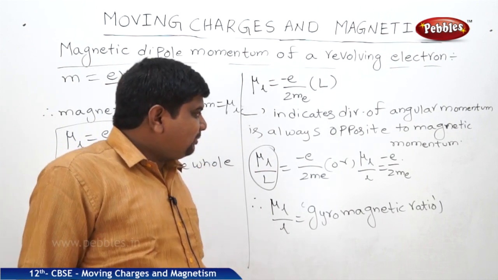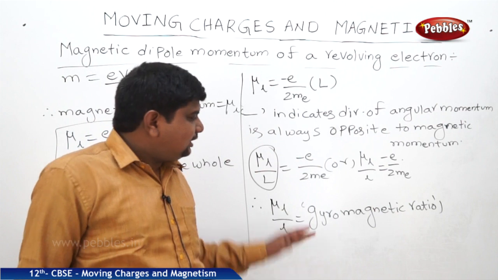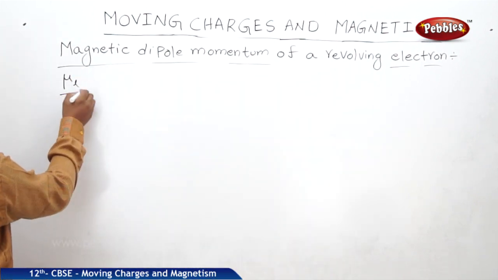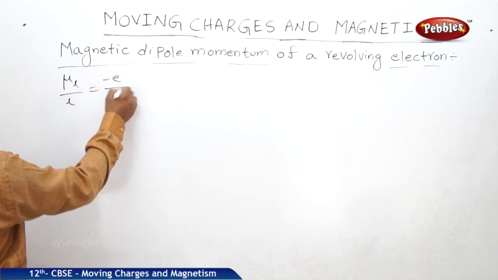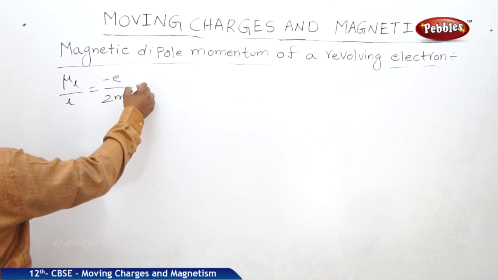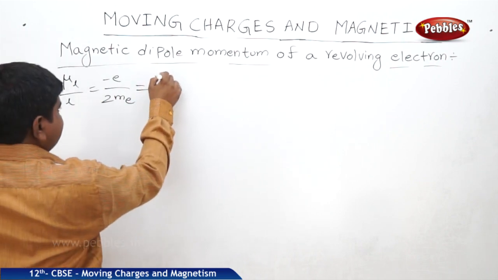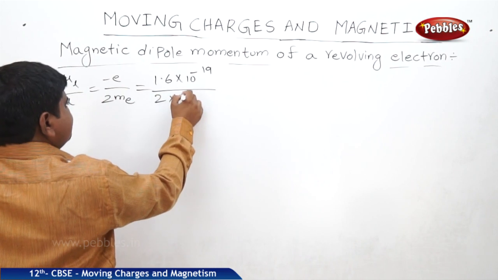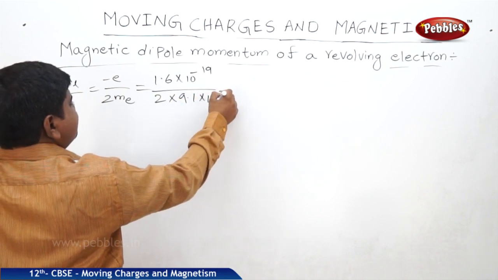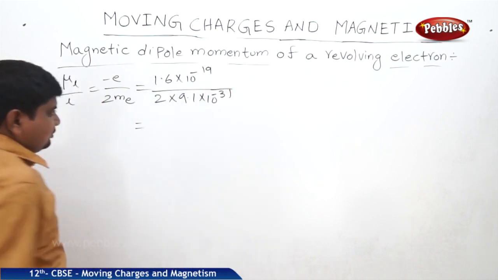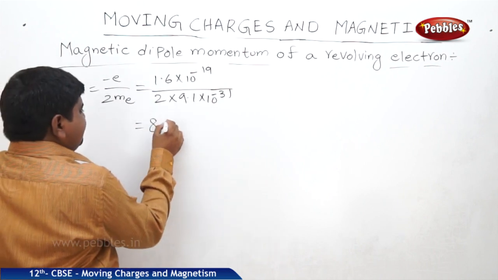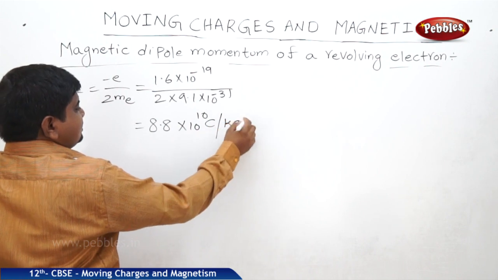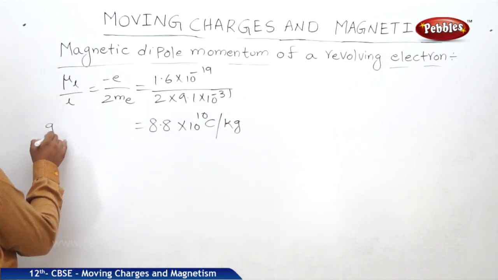So, what is this gyromagnetic ratio value and the related things? Therefore, mu L by L is equal to minus e by 2m_e, where e is equal to 1.6 into 10 to the power of minus 19 coulomb, and 2 into 9.1 into 10 to the power of minus 31 kg. We will get 8.8 into 10 to the power of 10 coulomb per kg, which is the gyromagnetic ratio.